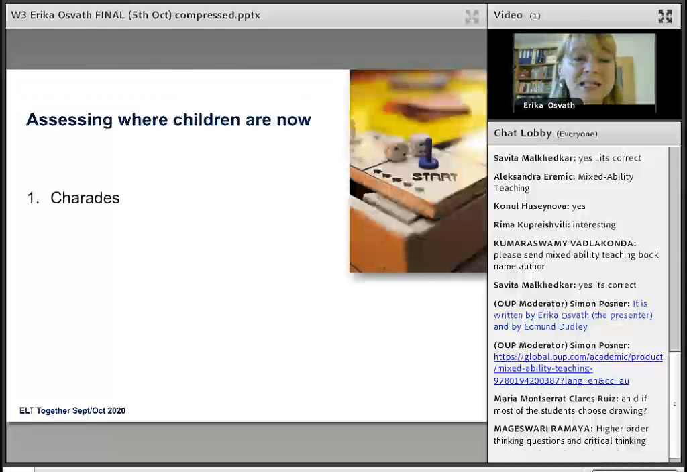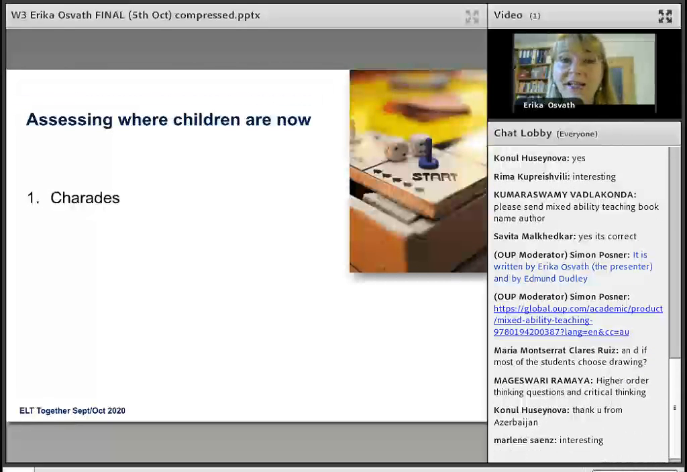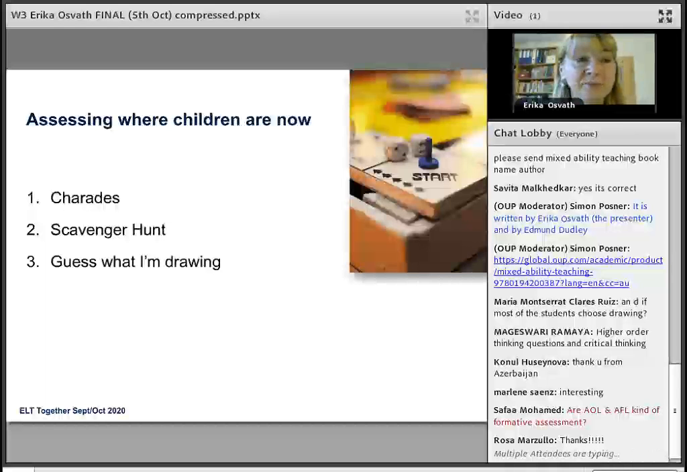Now I'm going to just list a few activities that you can use to play in the classroom, either online or face to face. As I said earlier, charades is a good one where you can get them to mime not just words but sentences as well. You can play scavenger hunt again.